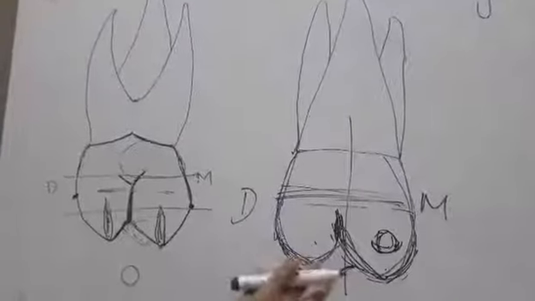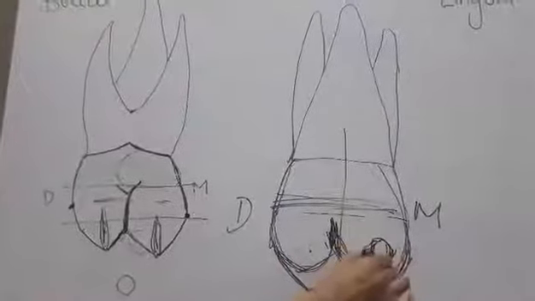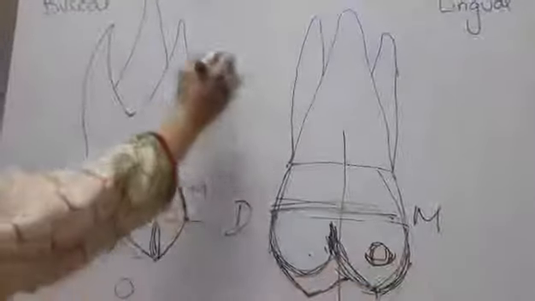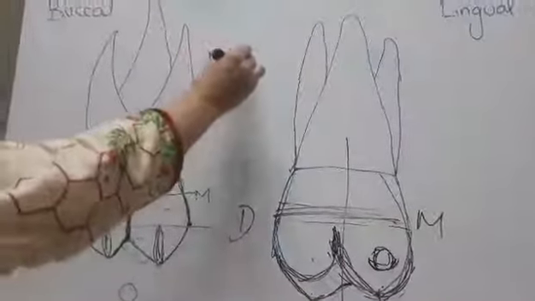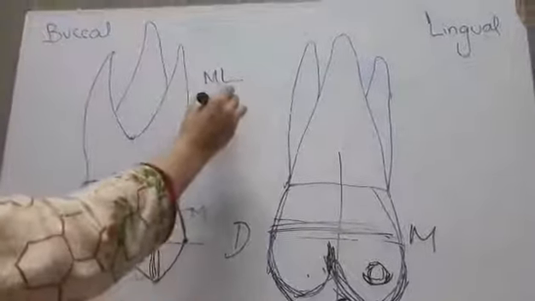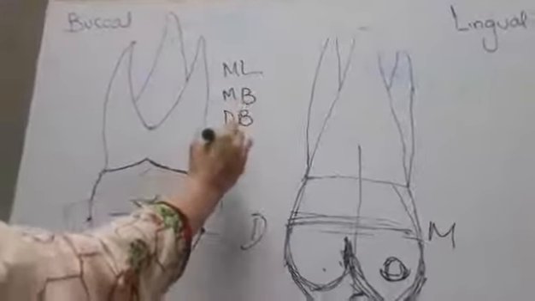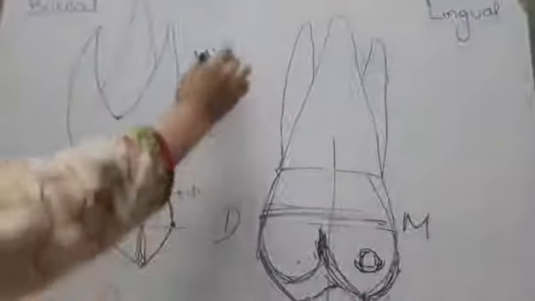Of the four cusps, the mesiolingual cusp is the largest and longest. The second one is the mesiobuccal cusp. Then comes the distobuccal cusp, and the distolingual cusp is the smallest.